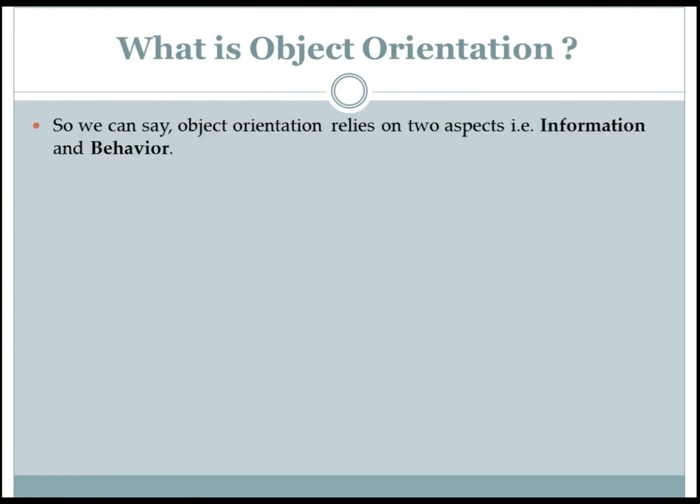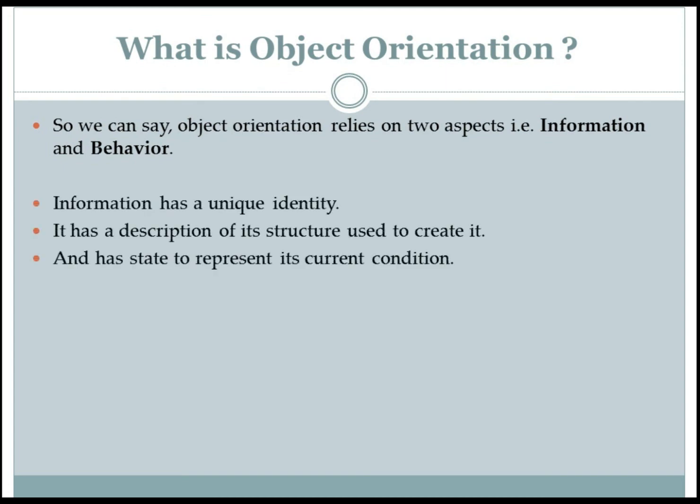We can say object orientation relies on two aspects, that is information and behavior. Information has its unique identity. It has a description of its structure which is used to create it, and it has a state to represent its current situation or condition. To summarize these three statements, whatever a class has in object orientation is information that represents a particular structure based on the current situation.